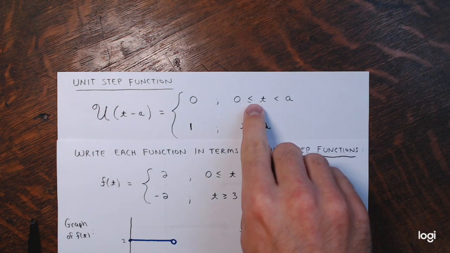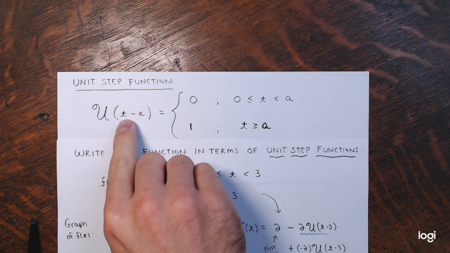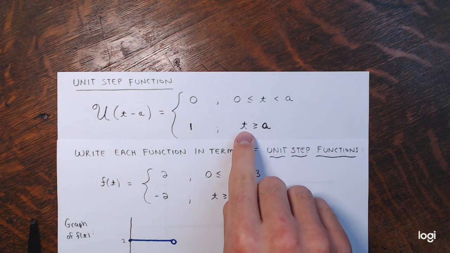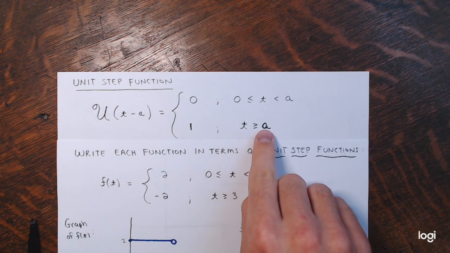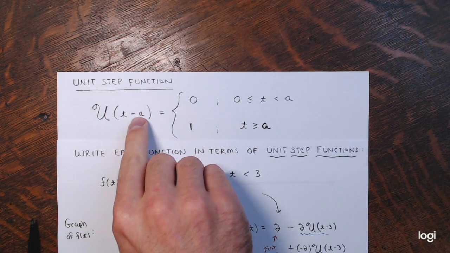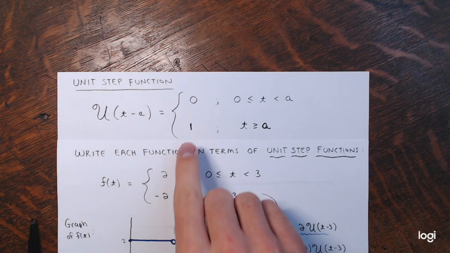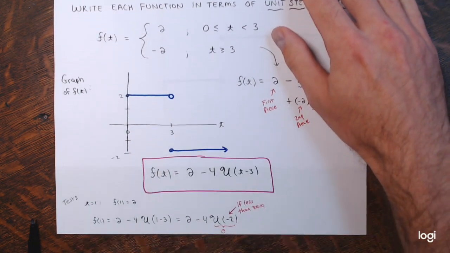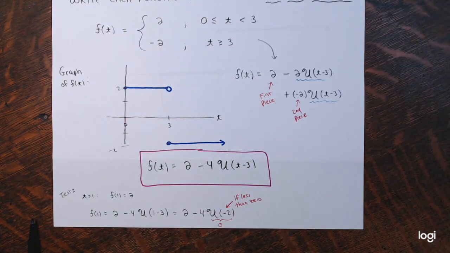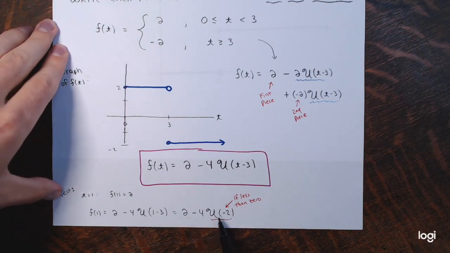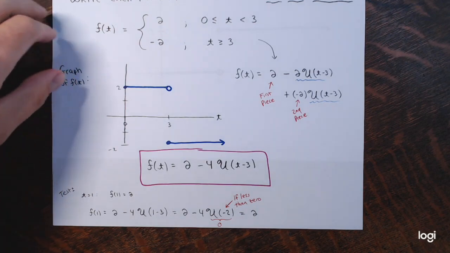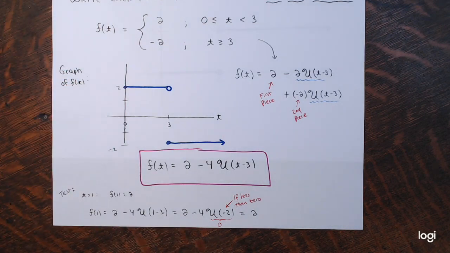If I plug in a value between 0 and a, that's going to make this less than 0, and again the output is 0. If you plug in a value greater than or equal to a, the expression in the parentheses will be 0 or greater, and you'll have an output of 1 for the unit step function. So you see what I'm resulting here, 2 minus 0 is 2, which is exactly what I needed it to be. Let me just test one more value here.